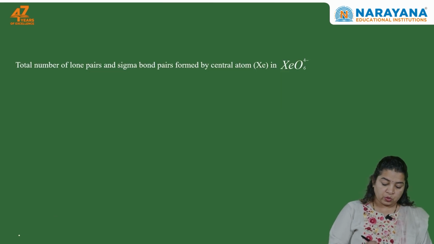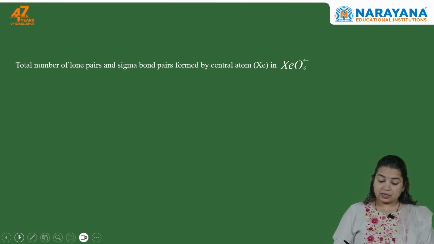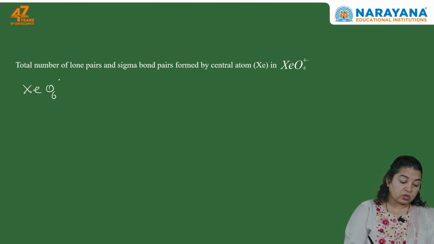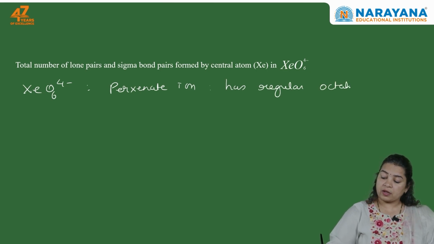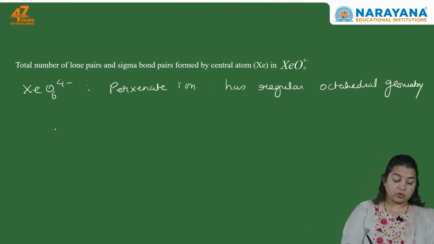Okay, moving to the next question, which is from inorganic. Total number of lone pairs and sigma bond pairs formed by central atom xenon in XeO6 4 minus. Now this XeO6 4 minus is called perxenate ion and it has regular octahedral geometry. Okay, it is a regular octahedral geometry.